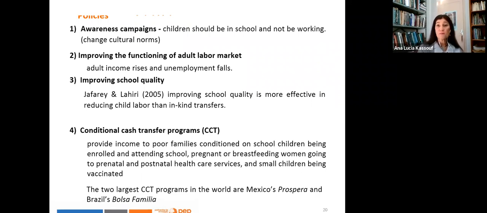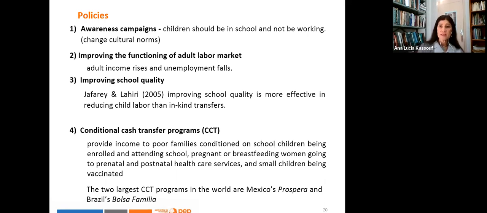So, seeing all of that, what are the policies that could help to mitigate the problem? The first one is the awareness campaign. If we look at 20, 30 years ago, parents were proud of saying, oh, my kids work. Today, they are embarrassed of saying my kids work, because there was an awareness campaign showing that child labor is not good and kids should be in school. This is a change of cultural norms and it's very important. Also, if parents are altruistic as in the model, then if the adult labor market works well, if unemployment falls, if income rises, then automatically children will be out of the labor force.